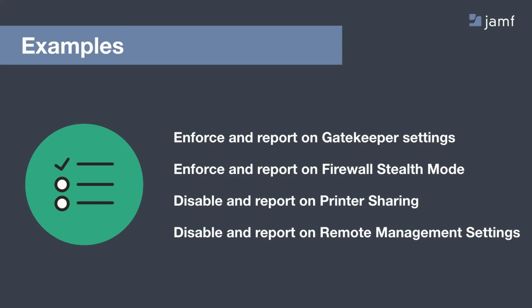So we have the enforcement and reporting on Gatekeeper settings. This is a particular setting for macOS, making sure that no additional installations occur outside of the Mac App Store, as well as any identified developers that Apple has helped identify with their developer program. And then the other settings: firewall stealth mode, printer sharing, remote management settings. These are all things that you not only need to control, but you need to report on as well. And that's what the CIS benchmark is trying to help all of us understand for the macOS platform as well as iOS.